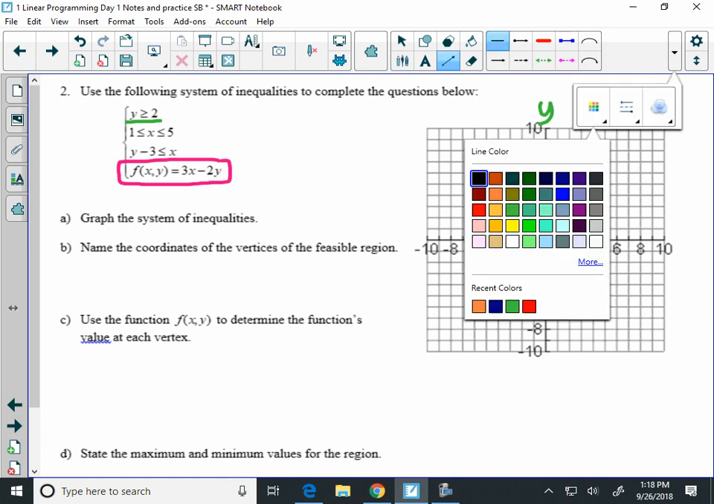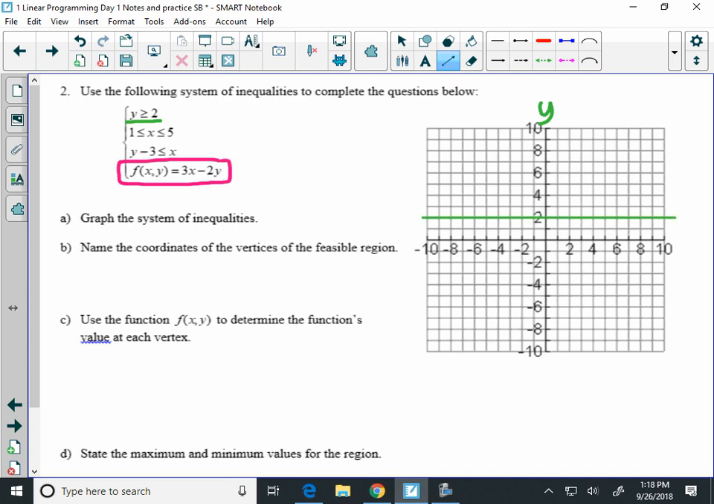You need to be able to see that line because it's going to be part of our bounded feasible region to shade at the end. You don't need to shade right now. So that one's okay. Then I have my next inequality, my next graph here. It's 1 is less than or equal to x is less than or equal to 5.